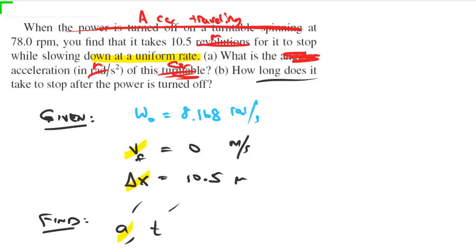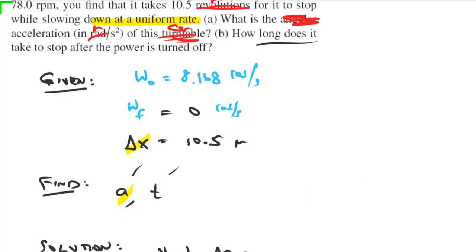And then instead of a V final, it's an omega final, right? Omega final is equal to 0 meters per second, but it's not actually meters per second. It would be radians per second, and obviously converting 0 revolutions per minute to radians per second is just going to be 0 radians per second. And instead of delta x, a linear displacement, it becomes an angular displacement, right? So a delta theta.